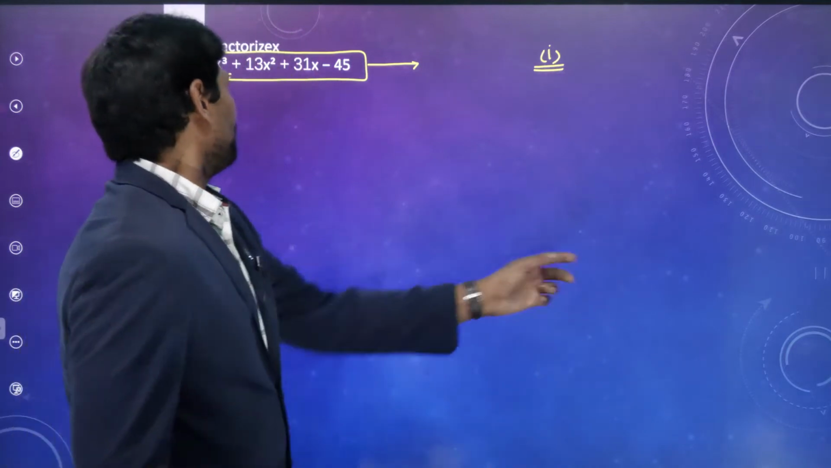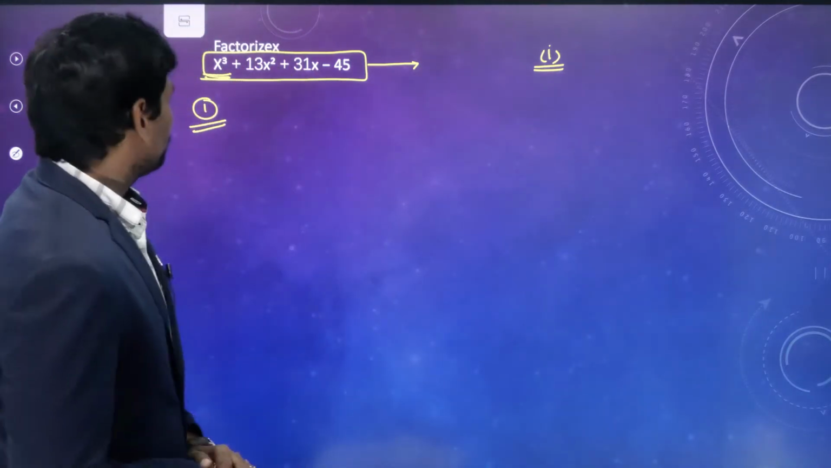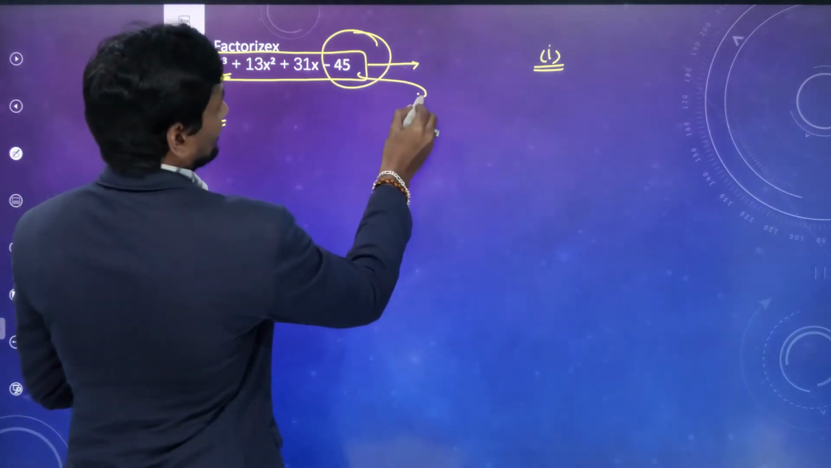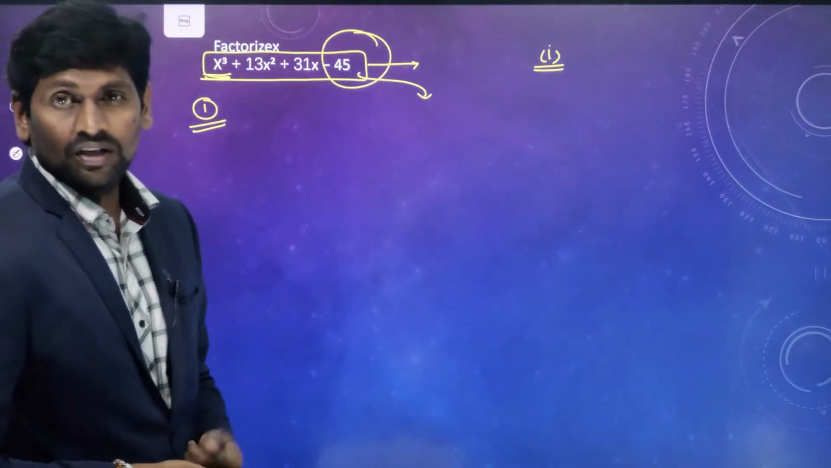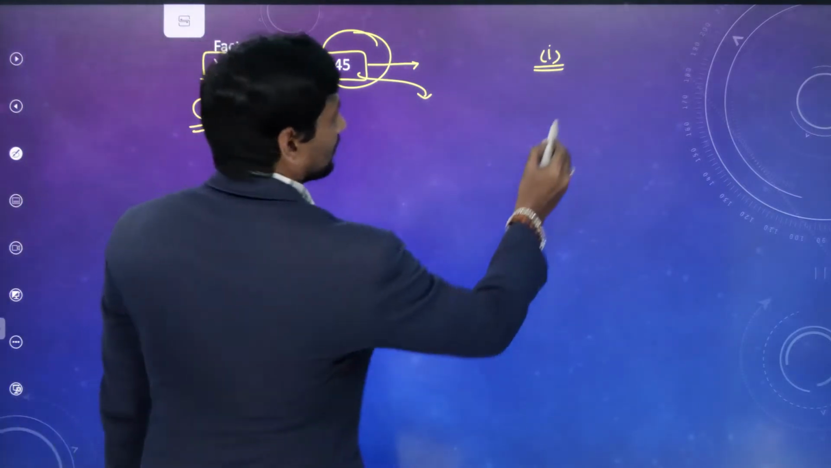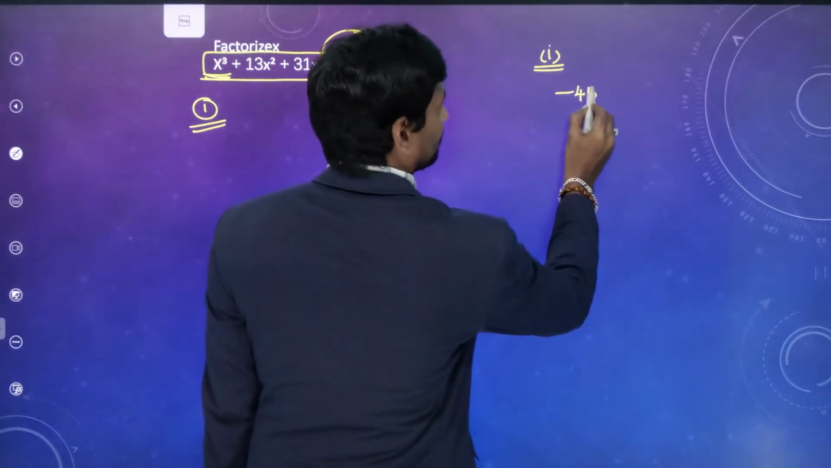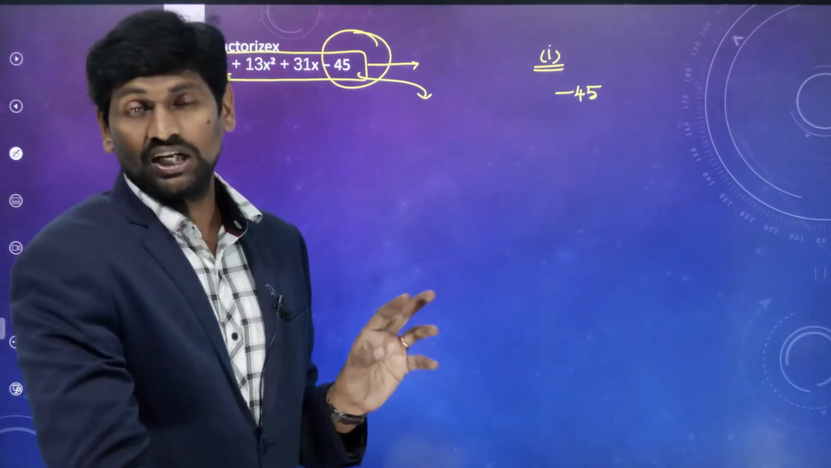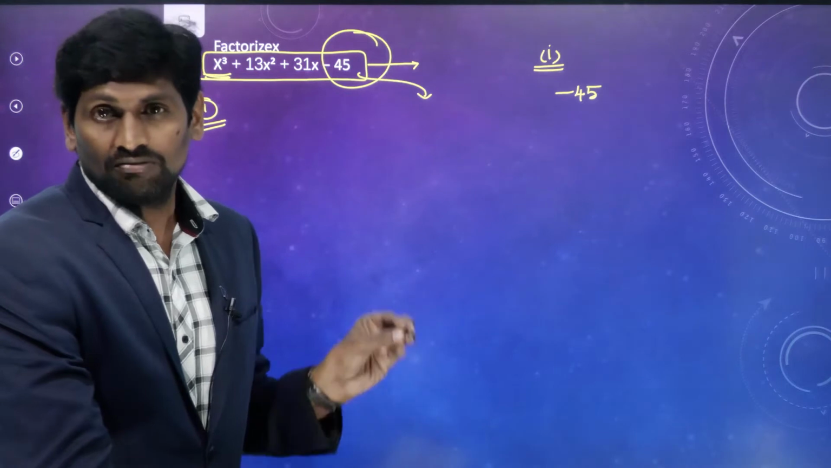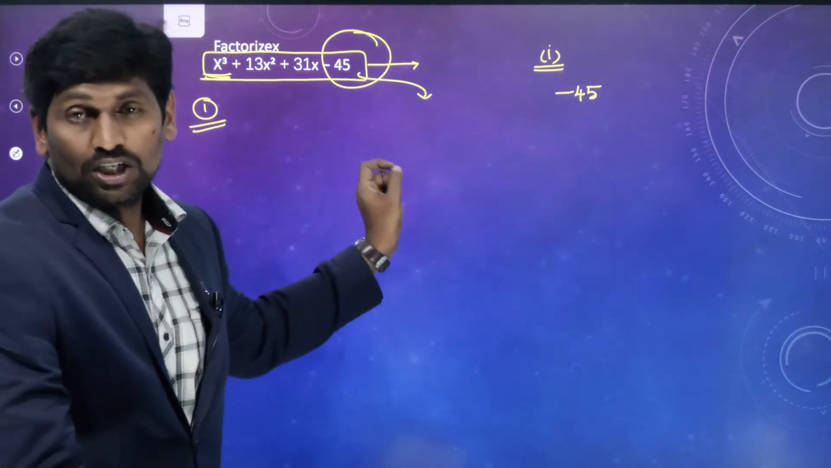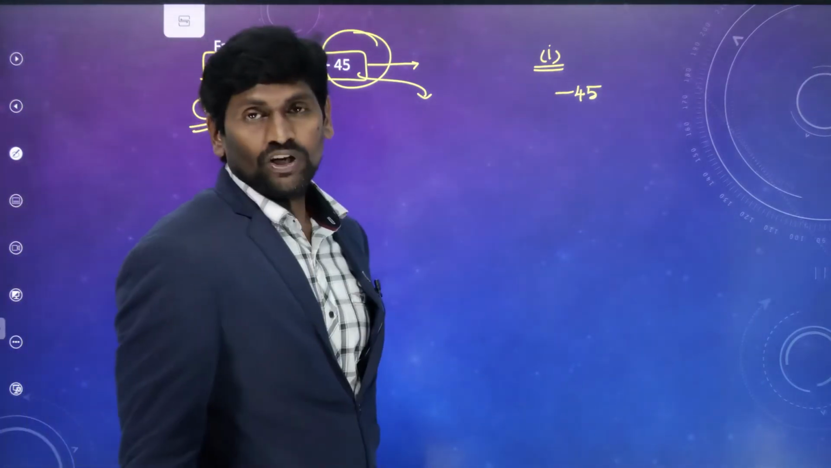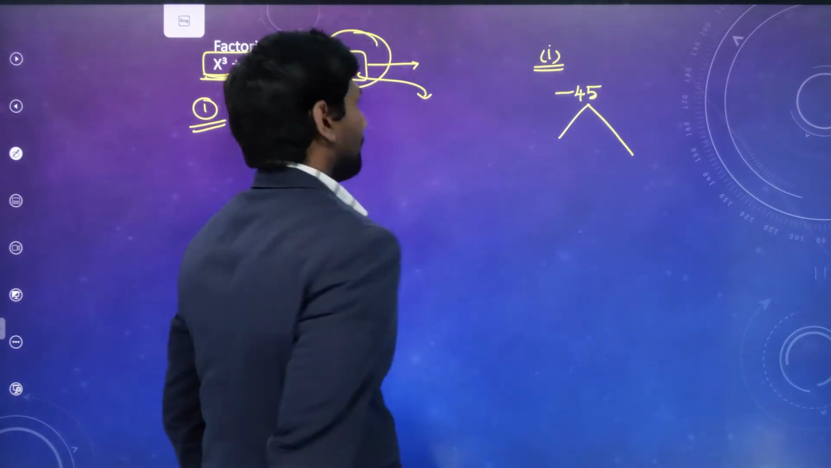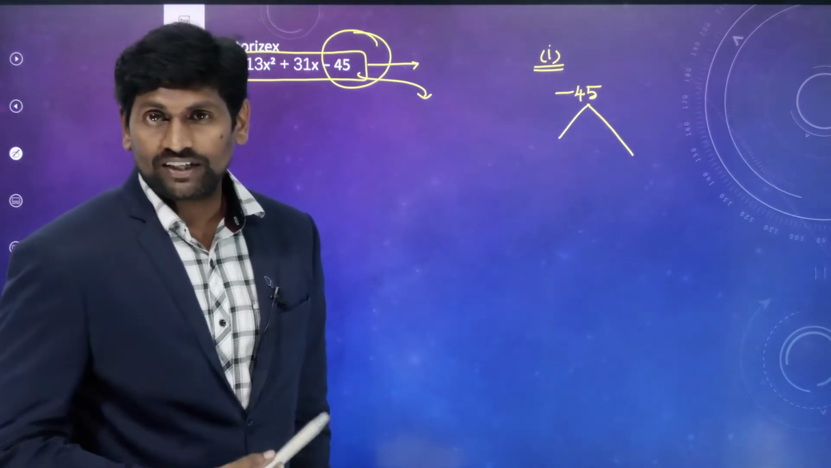But here it is a cubic polynomial, no? From this cubic polynomial, what is the constant term? Here the constant term is minus 45. That means if you take a cubic polynomial or biquadratic polynomial, first of all we need to identify the constant term. Here the constant term is 45. Let us write all the possible factors of 45.